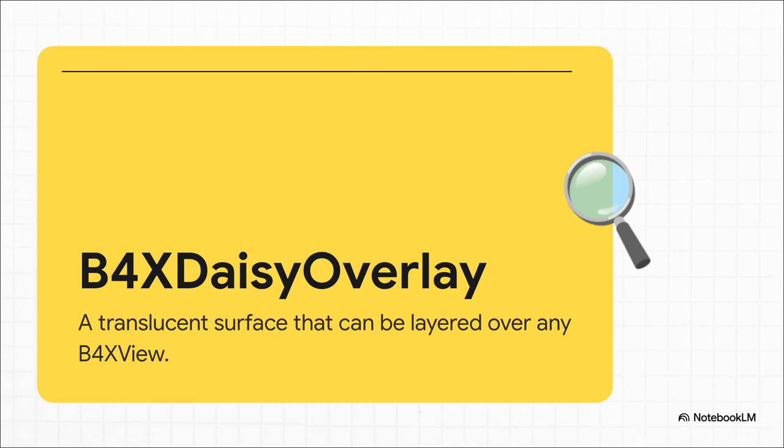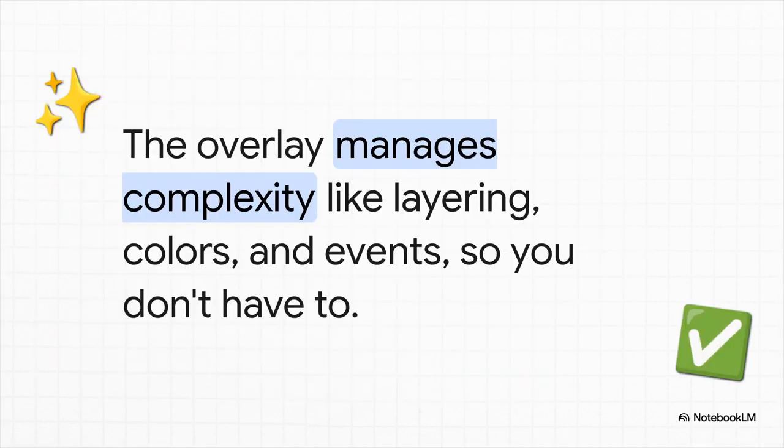The official definition calls it a translucent surface that can be layered over any B4X view. But honestly, a better way to think about it is like a smart sheet of glass. You can just place this glass over any part of your UI whenever you need to. And that's its whole purpose in life. It takes care of all that annoying complexity we were just talking about, the layering, the colors, the events, so that you can get back to focusing on what your app is actually supposed to do.